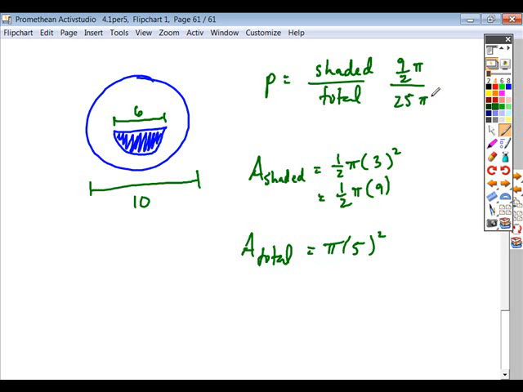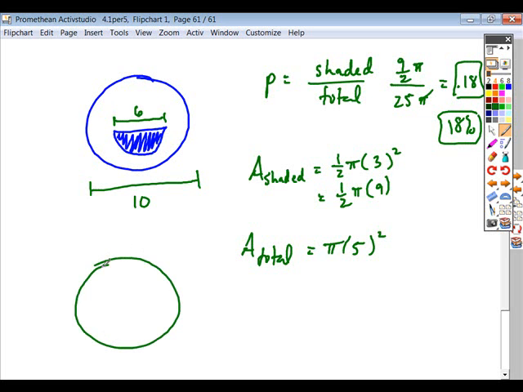And so if you divided those through, the pi's cancel. So if you took 4.5 divided by 25, you get your answer to be 0.18 or 18%, depending on whether they ask for probability or percentage. In the book, it had the area of the whole subtracted by the area of the shaded over the total. It was just an example in the book.